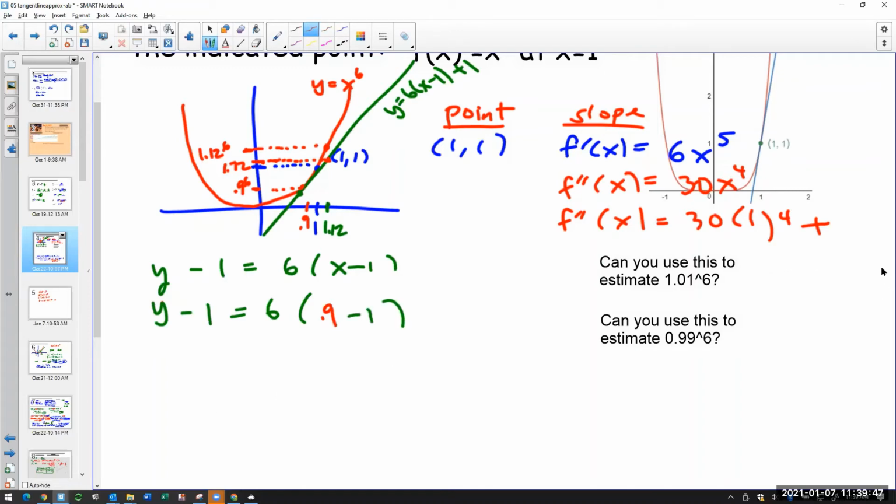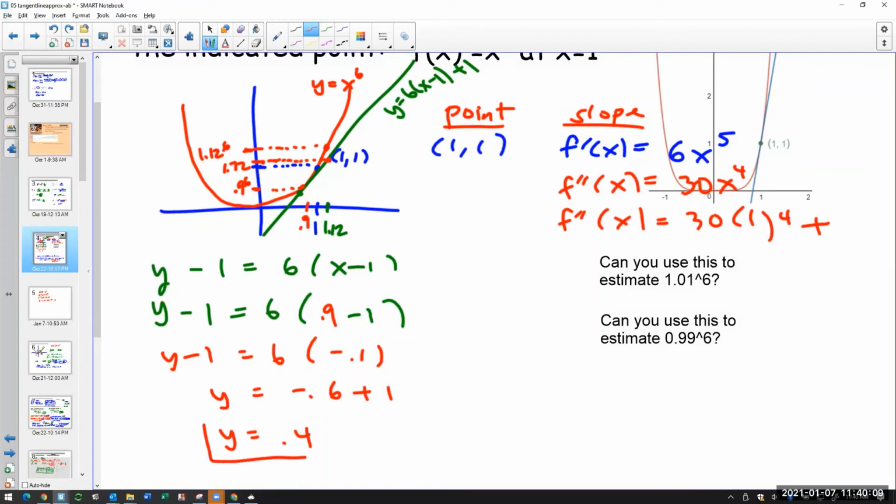Okay, now this you can pretty much do in your head. What is 0.9 minus 1? Negative 0.1. What is negative 0.1 times 6? Isn't that negative 0.6, right? And then I'm going to add 1 to both sides. So y is that 0.4? Okay, so I'm saying about 0.4.